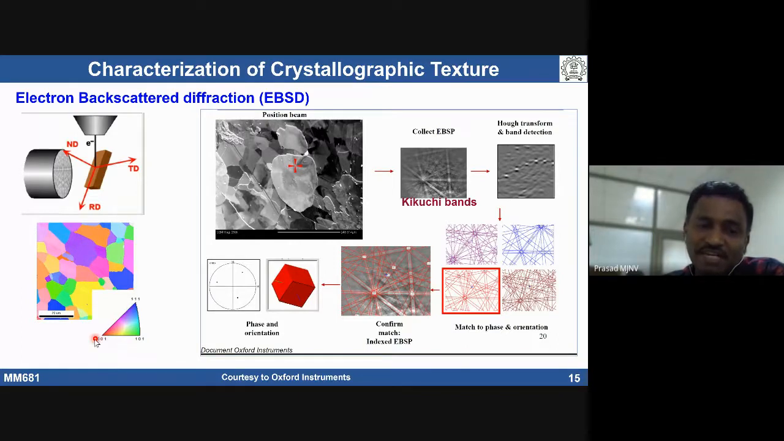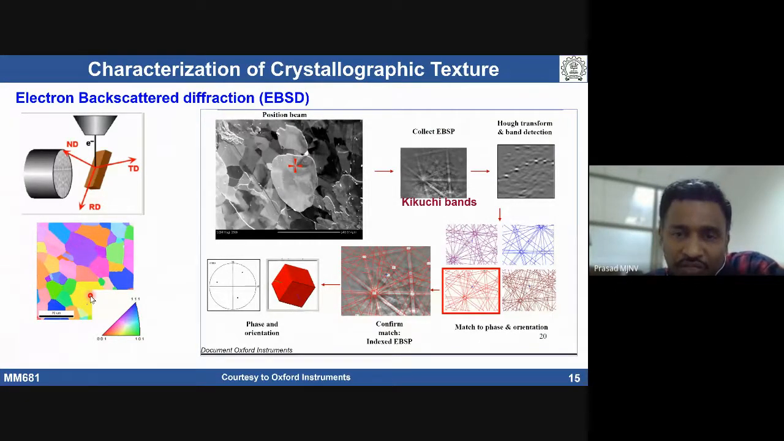This legend indicates that if it is close to 111, we give a blue color. If it is 001, we give a red color. If it is 101, we give a green color. In between, we have a gradient in the color. Each grain's color indicates that this particular grain has this particular orientation. If it is red, this grain has a 001 orientation. If it is blue, we have 111. So it basically gives the surface crystallographic texture of the material.